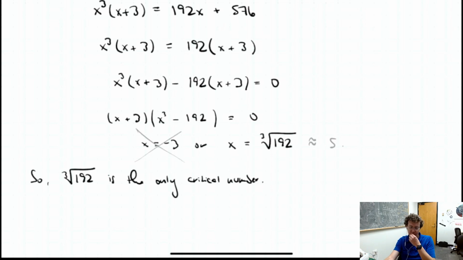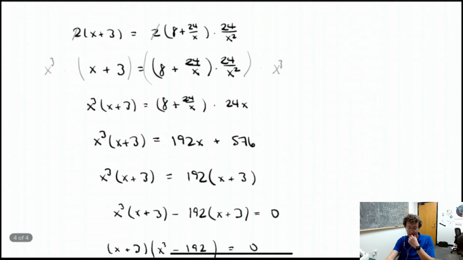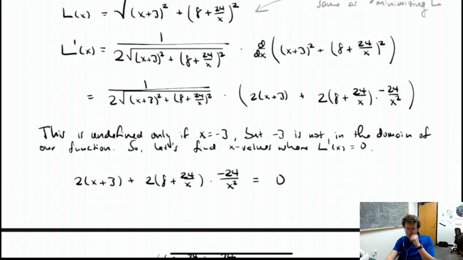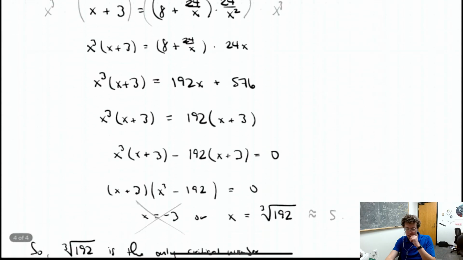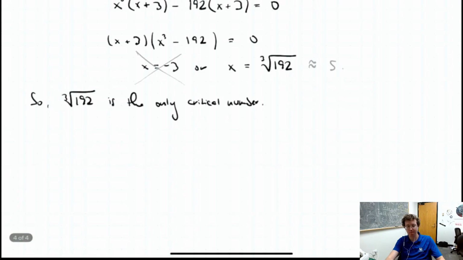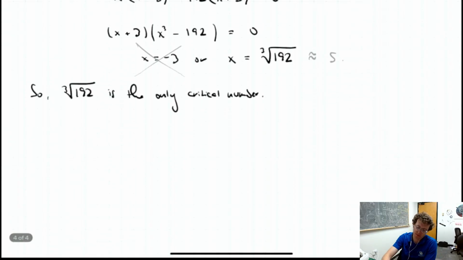So we would just want to argue that this actually is an absolute minimum. Sorry, we want to argue that it's a local minimum. I'm starting to space out a little bit. It's probably about time to wrap up the stream. But just how would we do this? I would make a sign chart.